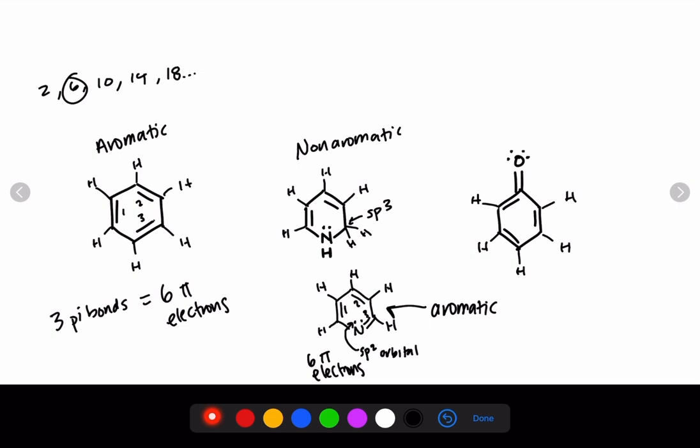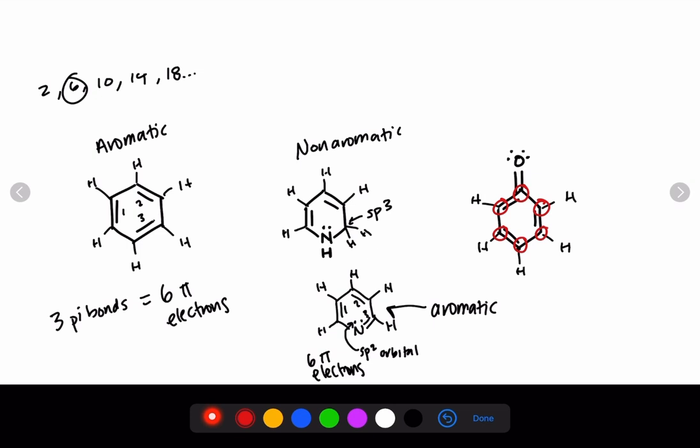We have a closed loop. It is the ring. And all the atoms are sp2, even the oxygen. However, we need to define our closed loop. The closed loop are these 6 carbons. We do not include the oxygen or the double bond that oxygen has with the carbon.